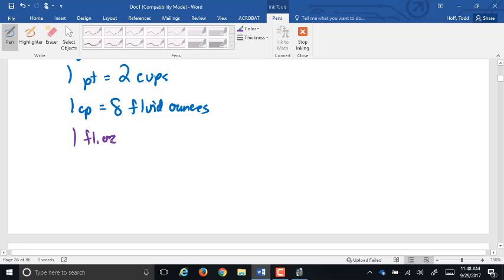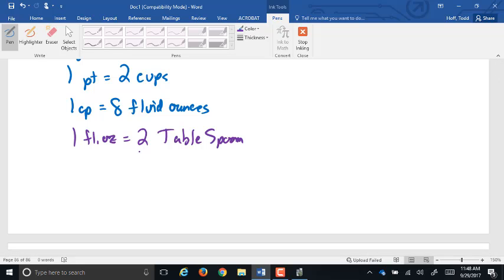Anybody know how many tablespoons are in a fluid ounce? There are 16 tablespoons in a cup. 8. There's 8 ounces in a cup, so there's 2 tablespoons in a fluid ounce. 2 times 8 gives you the 16.